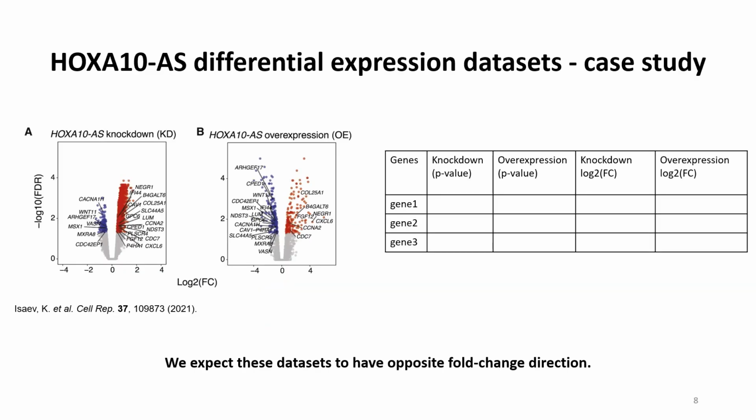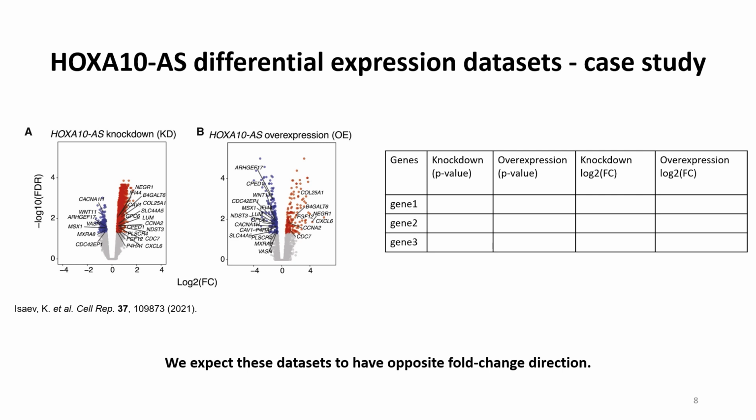As our first case study, we integrated HOXA10-AS transcriptomic datasets. Previously, Isayev and others in our lab performed experiments with this long non-coding RNA called HOXA10-AS. So in a glioma cell line, they knocked down this gene and profiled the entire transcriptome, and then they also overexpressed this gene and profiled the entire transcriptome. Performing two differential expression analyses between wild-type and knockdown and wild-type and overexpressed, they acquired p-values and fold change information for each gene that was profiled in the transcriptome using RNA-seq.